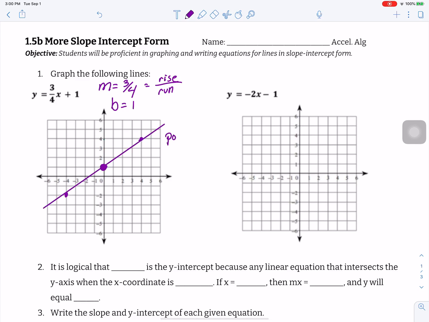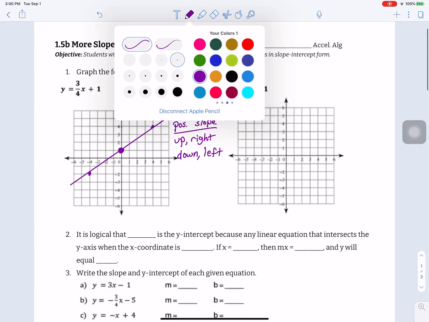So just a note here, if I have a positive slope, when I'm graphing, I'm going to go up and to the right. Or I could do the opposite and go down and to the left. And that's true for any graph that has a positive slope.